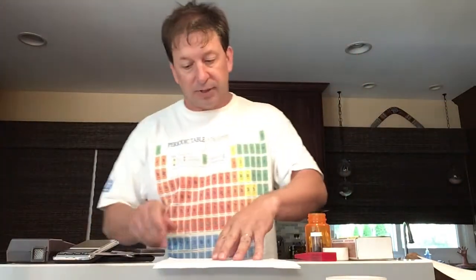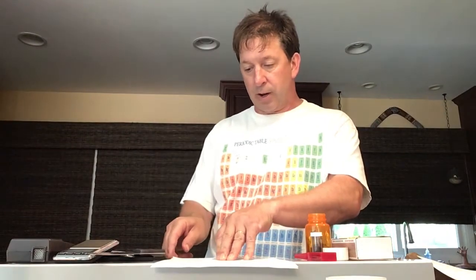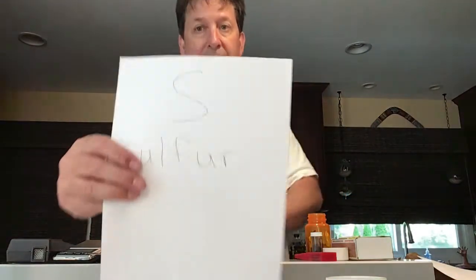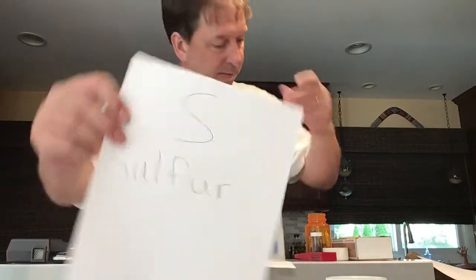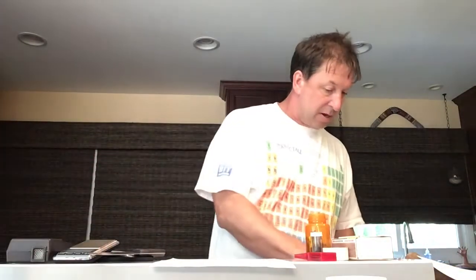Our next element is sulfur. Sulfur is a yellow substance, and where are we here? The symbol is just S, sulfur. There we are, sulfur. Let's go take a look at some sulfur. Pure sulfur is a yellow powder, okay?